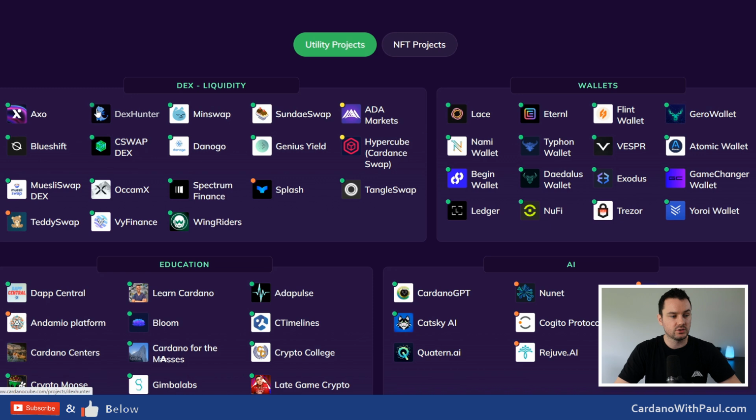Then DEX aggregators, so you have Dex Hunter and ADA Markets. ADA Markets is the one I'm personally a part of. Both have built up platforms that allow you to go to one place on Cardano and get your trades aggregated across multiple different DEXs. So you don't have to go to the individual DEXs to look for where is the best place to get liquidity, where am I going to get the best price. Both will be able to split your orders out across any of the different DEXs that are there.